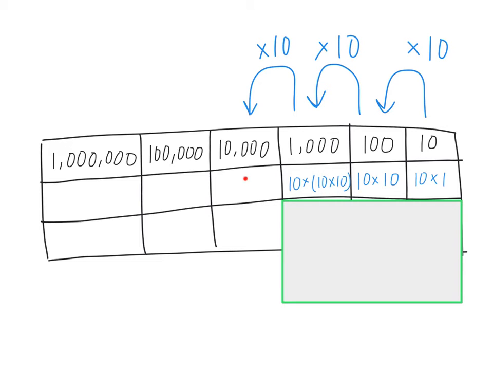Well, 10,000 is how many times bigger than 1,000? 10. So I have to take this, 10 times 10 times 10, and I have to times that by 10. So in my box here, I can write 10 times 10 times 10 times 10. Do you agree? Okay, so then how many times did I have to multiply 10 by to get 10,000?